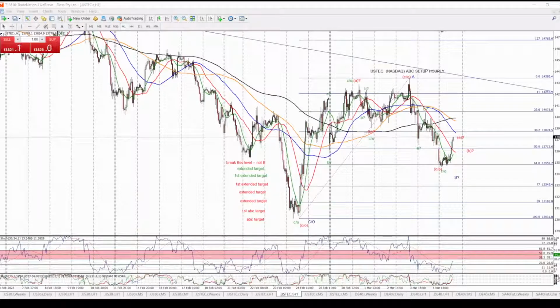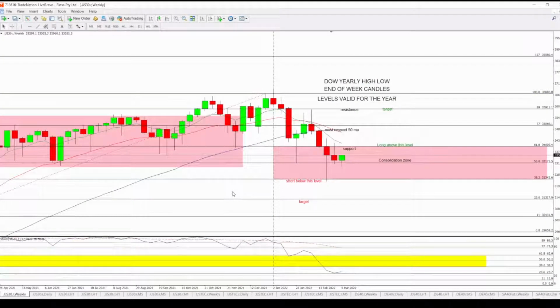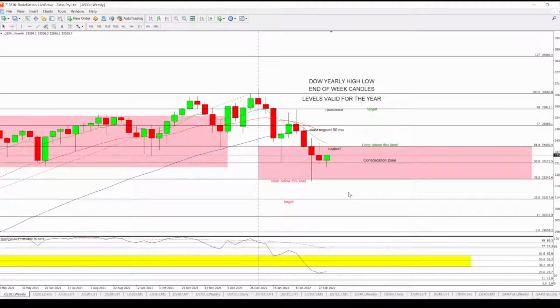Well then guys, let's have a look at the US 30 on the daily. Just quickly going through the yearly story, every candle here being 5 days. The support is clear. It's the 50 of the yearly high low, the consolidation area, that 50 has held. That's the other side of the consolidation, with support and resistance coming in at 61.8.